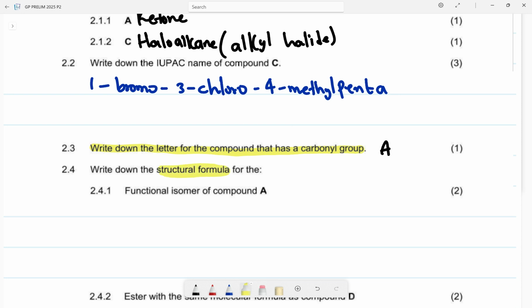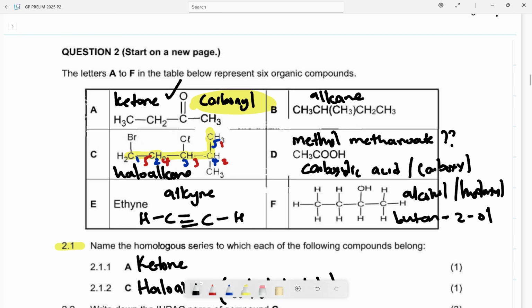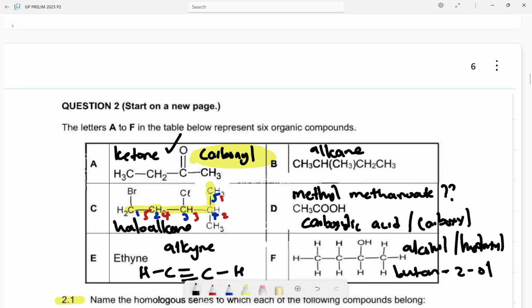Structural formula, remember, is where you draw the functional isomer of compound A. I need to look at compound A. Compound A is a ketone. What is the functional group? So the functional isomer of ketone is what? Aldehyde. Why? Remember, I said carbonyl has what? A double bond between carbon and oxygen. Okay, but this is a ketone.